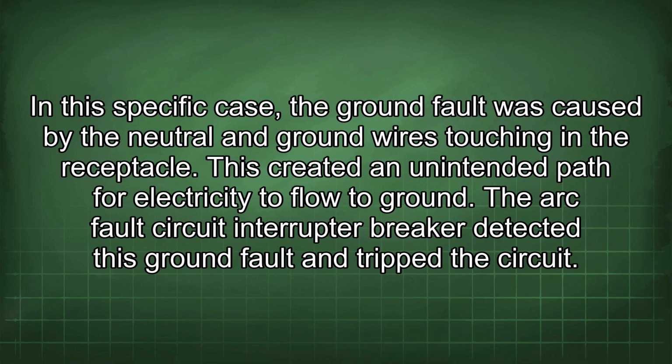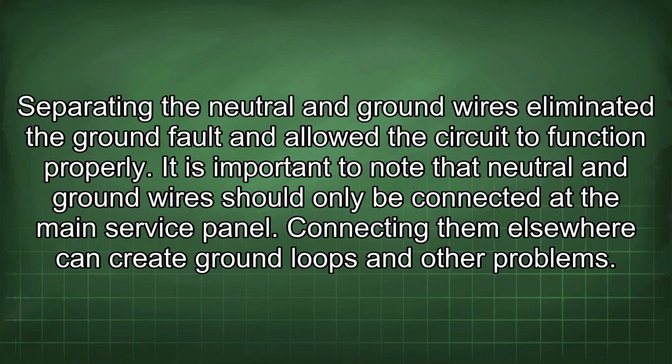In this specific case, the ground fault was caused by the neutral and ground wires touching in the receptacle. This created an unintended path for electricity to flow to ground. The arc fault circuit interrupter breaker detected this ground fault and tripped the circuit. Separating the neutral and ground wires eliminated the ground fault and allowed the circuit to function properly.